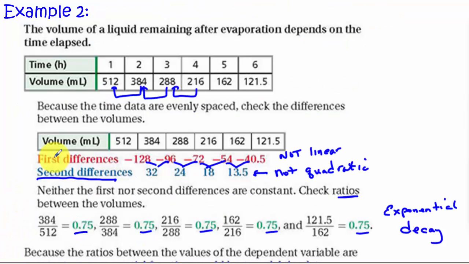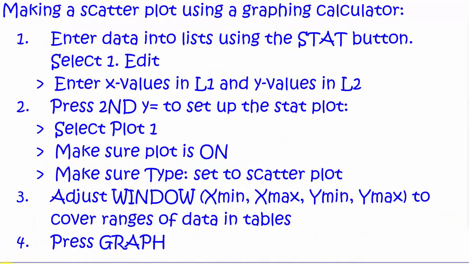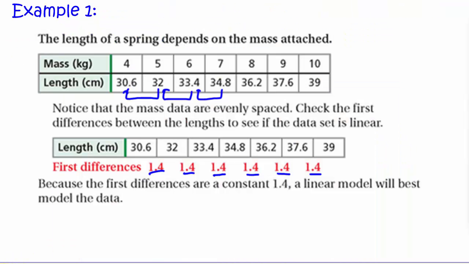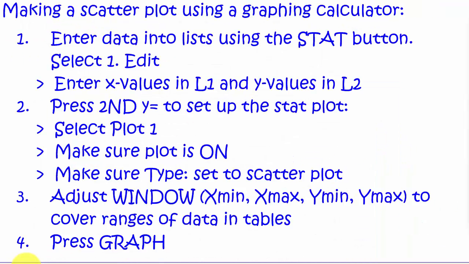Now, if the data is not evenly spaced, if we have random times that we measure this data, then we can't use the difference and ratio technique, and we might want to look at a scatter plot of the data. We may want to look at it graphically and see, does the data seem to line up in a straight line? Does it line up in a U shape? Does it have this pattern, etc.? So the convenient way to do the scatter plots is with a graphing utility.